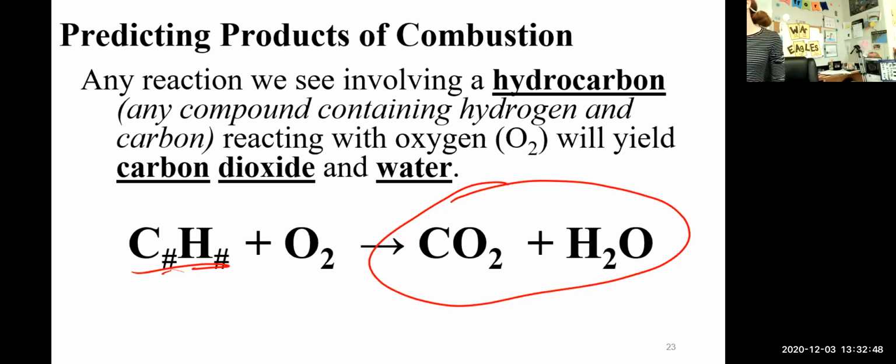So we balance these combustion reactions differently than we balance the other types. Okay.